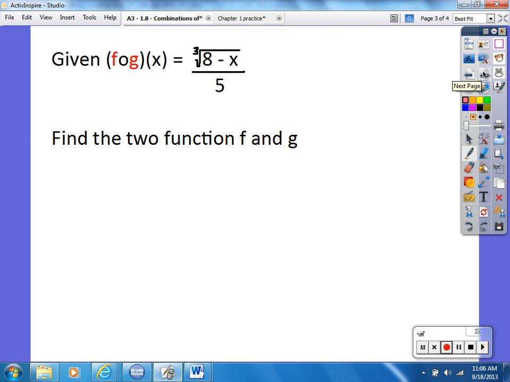So here I'm given f of g of x is equal to the cube root of 8 minus x, all over 5. Go ahead and write that all down. So we're looking for two different functions here. An f function and a g function, that if I do f of g, this would come out. Any ideas? Any thoughts? What do you know about the f of g or g of f? Whitney?